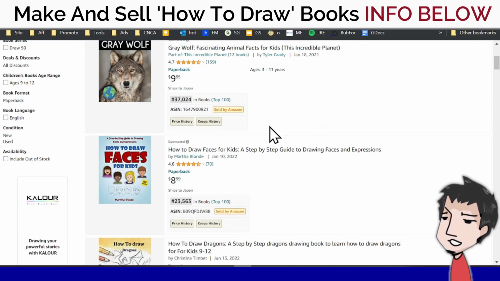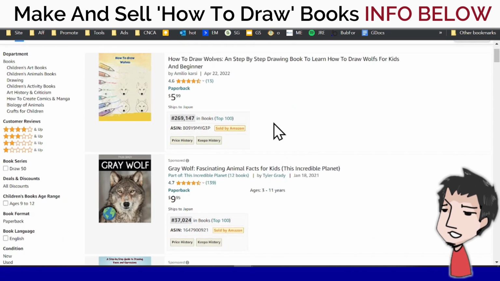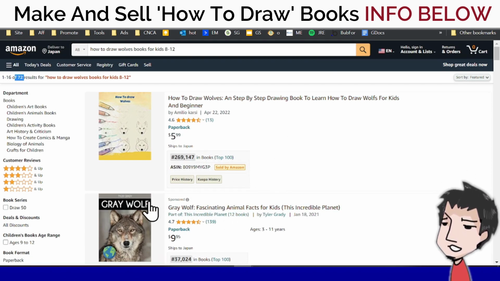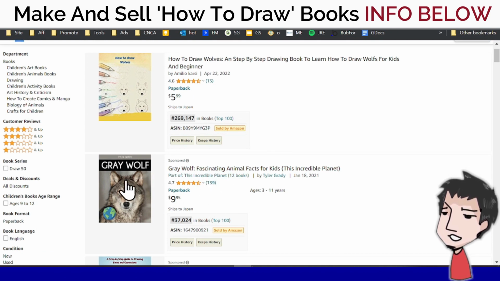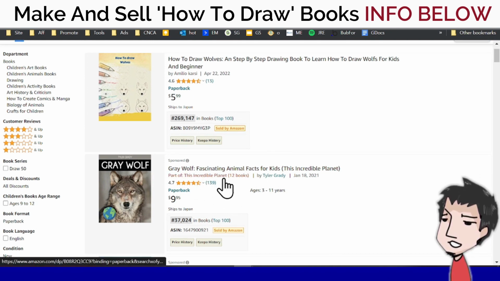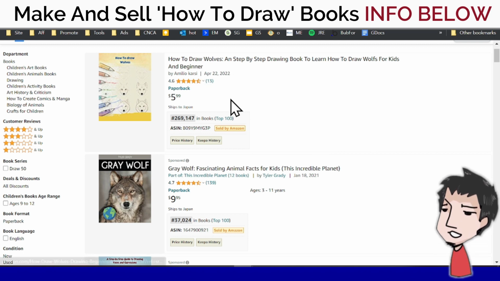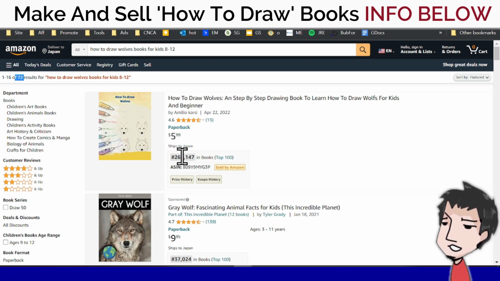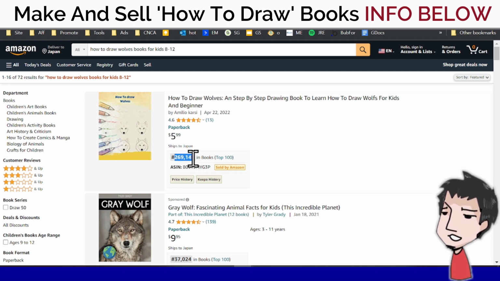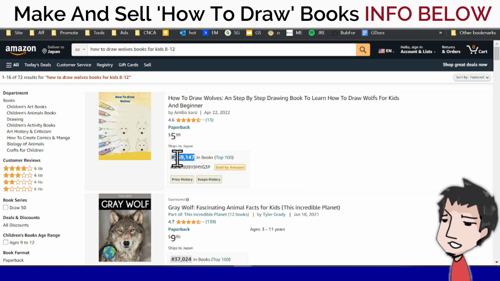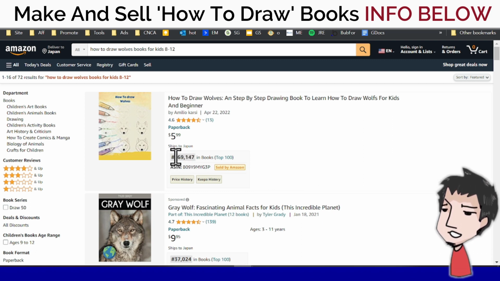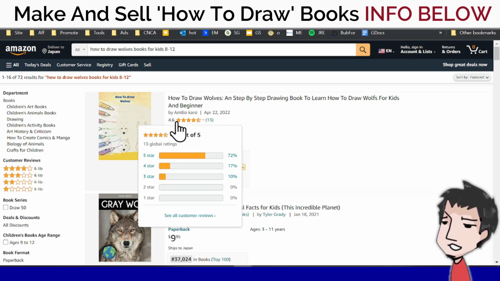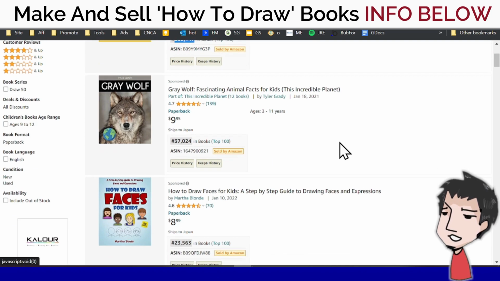We can see that already at the top we have a sponsored ad here. So people are paying to be at the top for this search query. We see "how to draw wolves." This is an organic search result, by the way. It has a BSR score. That means it's already selling, and it's not too strong of a BSR score. This person already has 13 reviews, which is a great sign.